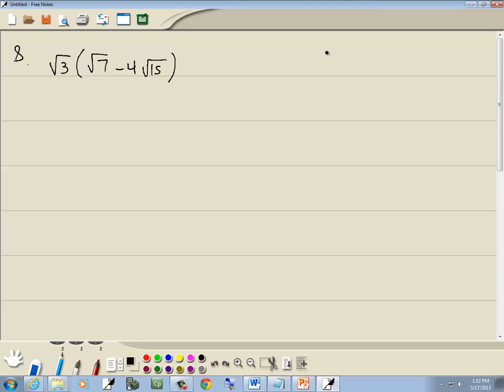Remember when we had problems earlier in algebra that looked like this? And we used a distributive property? We used a distributive property because the 3 is right next to parentheses, which indicates multiplication. And we took the 3, and we multiplied it times the x, and we multiplied it times the negative 2. Well, this is no different. The fact that we have this radical next to the parentheses indicates multiplication. So we're going to take the square root of 3 times square root of 7 and times this negative 4 square root of 15.